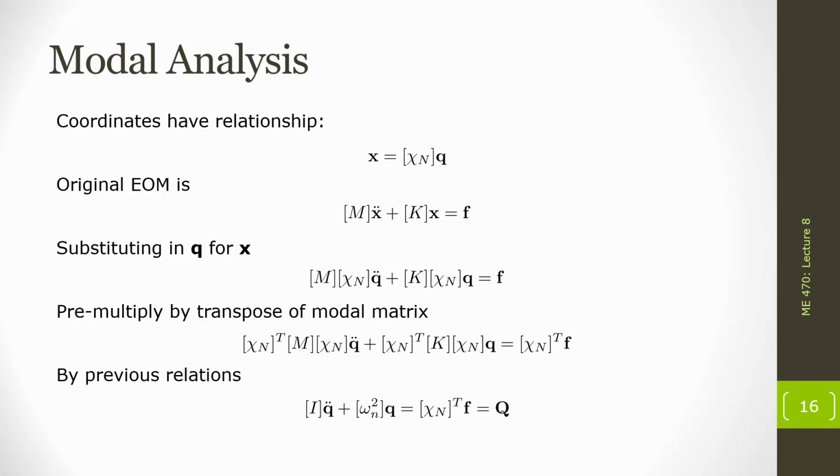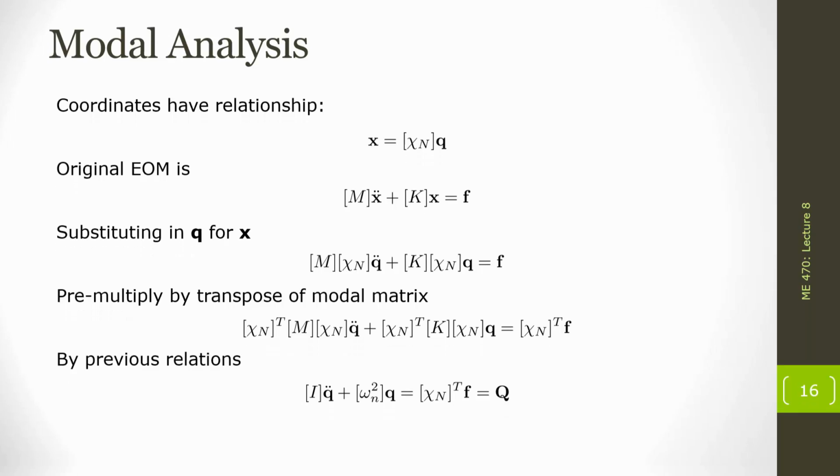So it looks like we did a lot of algebra, a lot of substitution, some matrix manipulation, but what did we achieve? Well, here's the payoff of doing this substitution. We now have n uncoupled ordinary differential equations, because I is a diagonal matrix of 1s, and this omega n squared matrix is also diagonal.